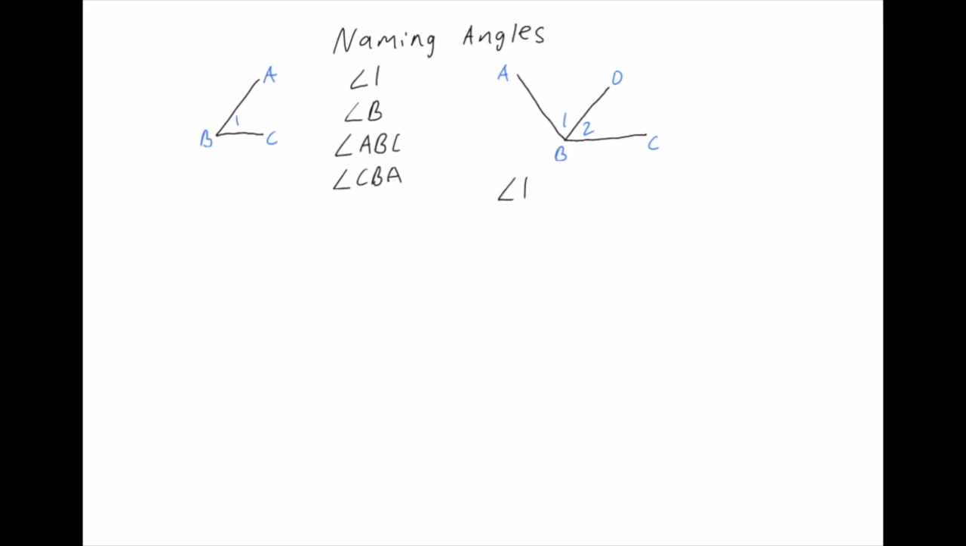We can't name it by the vertex though, because the vertex has multiple angles connected. So you can only name it from the vertex if there's only one angle there. But there's multiple, so that's an issue. So we can't name it angle B. But we can name it by all three letters: A, B, D. Again, with the vertex B in the middle. So angle A, B, D. Or again, we can go backwards, angle D, B, A.